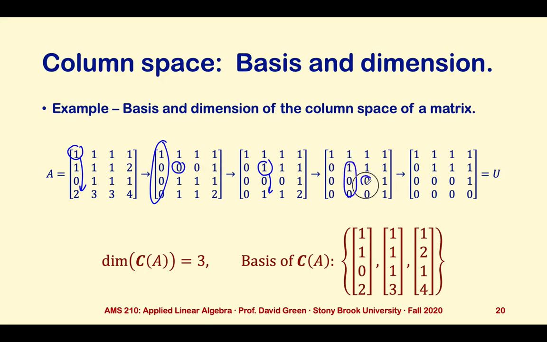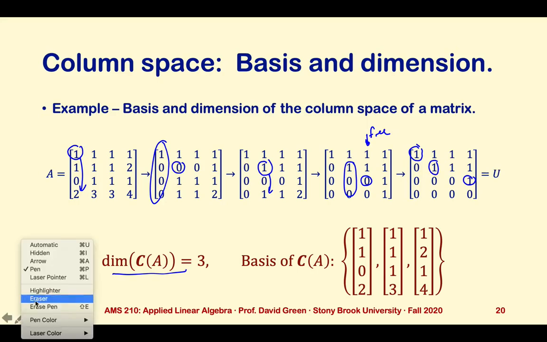We move over to the right. Free variable has been identified, no pivot. Move over to our next pivot. This is an upper triangular echelon form. We have 3 pivots. And so the dimension of the column space is 3. How do we get a basis for this column space?